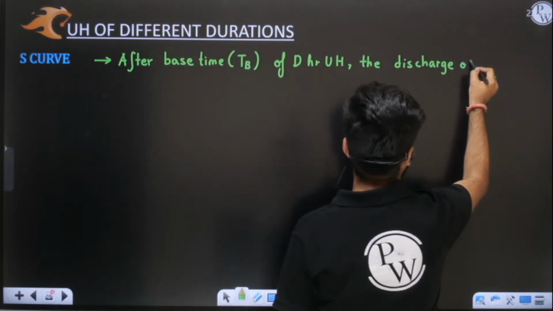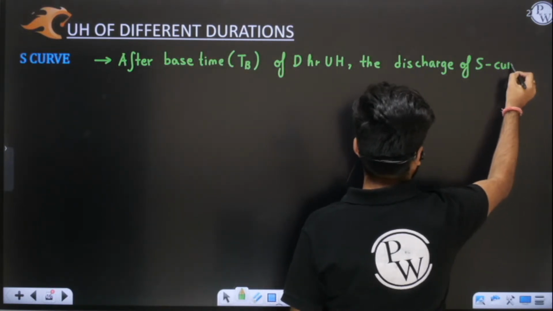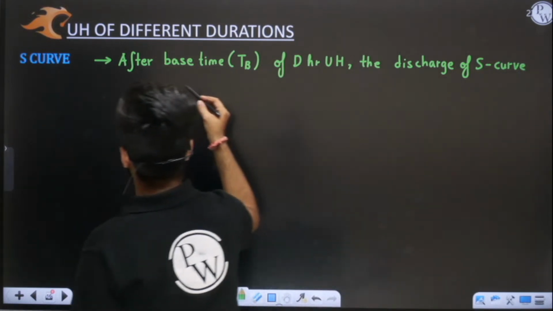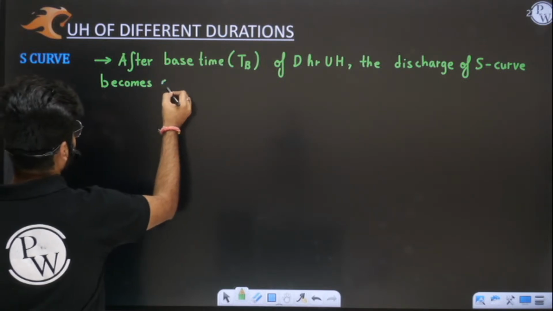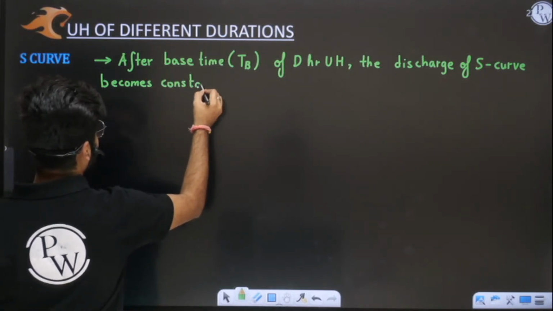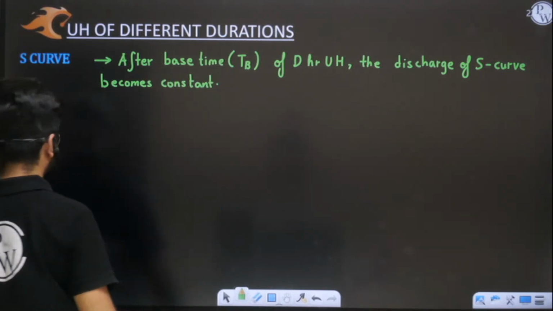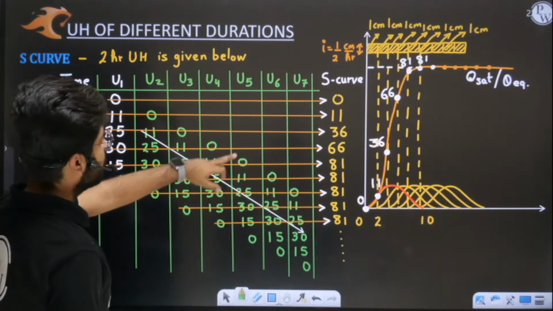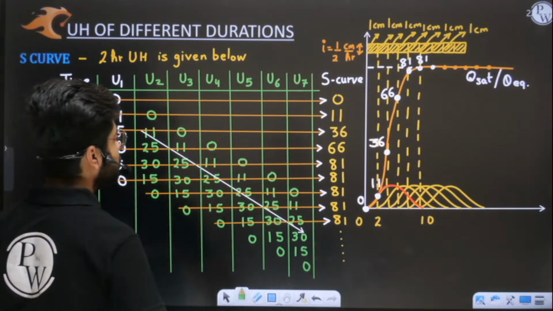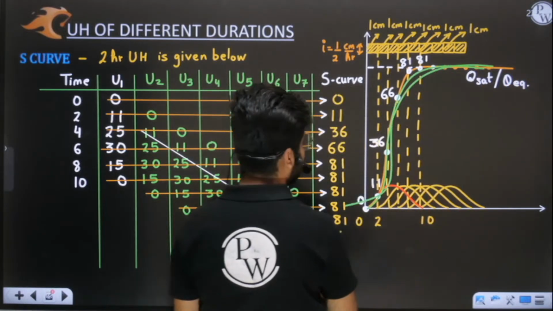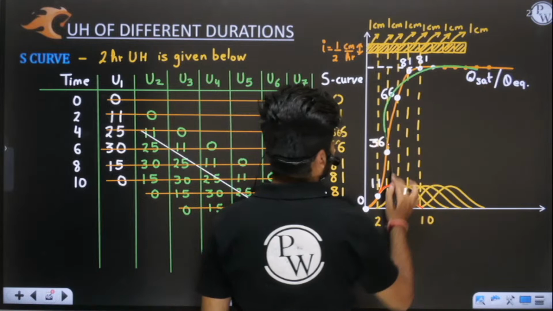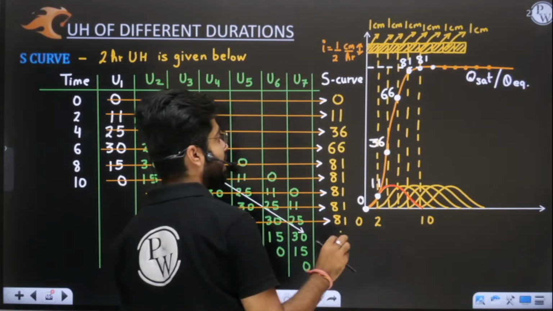the discharge of the S curve becomes constant. Okay, the discharge of the S curve becomes constant, like this. So you can see this is an S shaped curve. A kind of S is there. That's why we call it an S shaped curve.